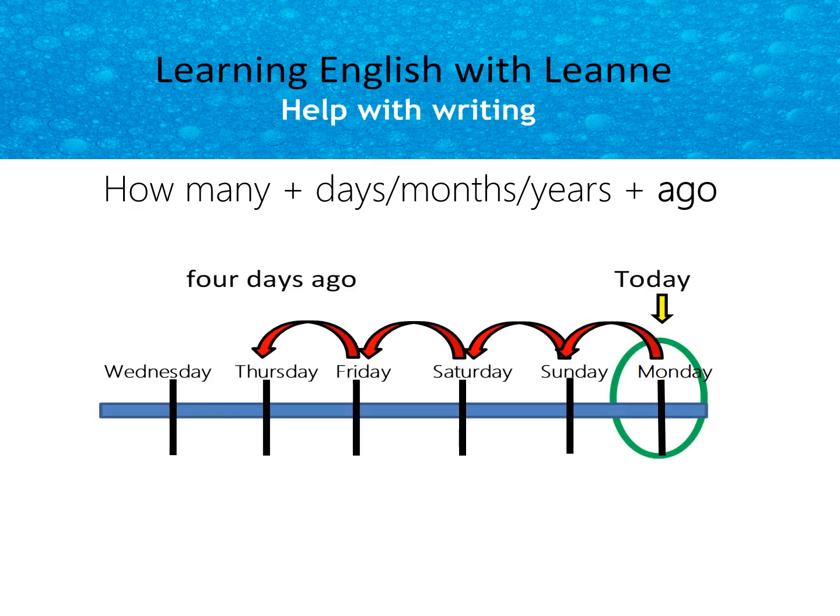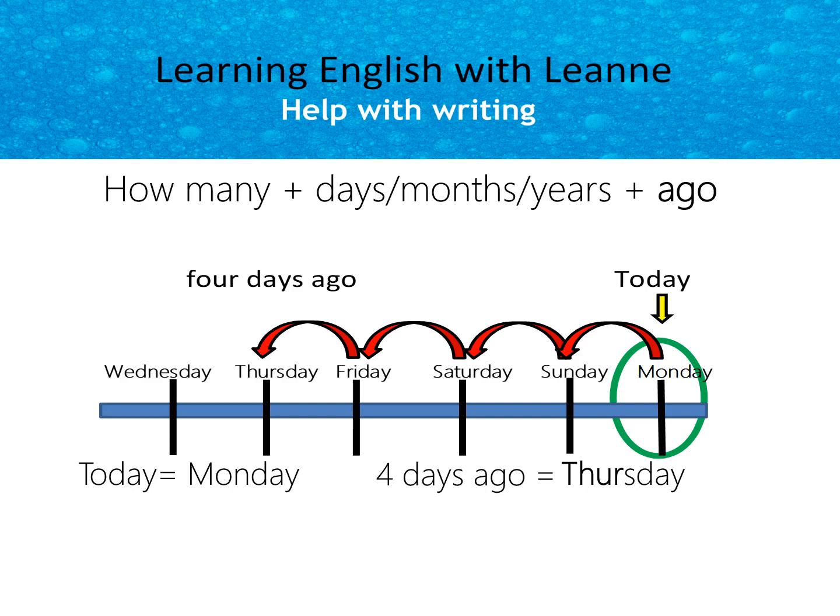So let's look at this timeline. We can see that today is Monday. There's a green circle on today. So 4 days ago, we must go back 4 days. Back 1 Sunday, 2 Saturday, 3 Friday, 4 days ago, Thursday.